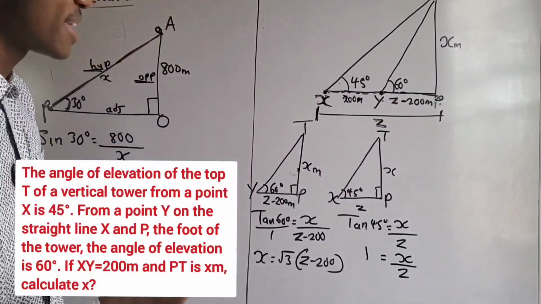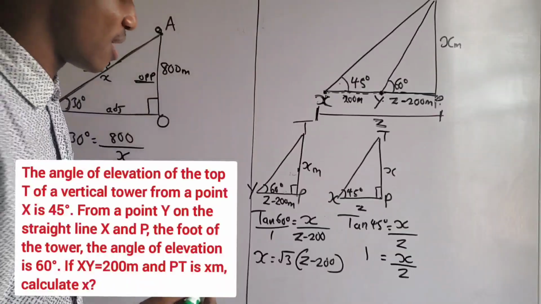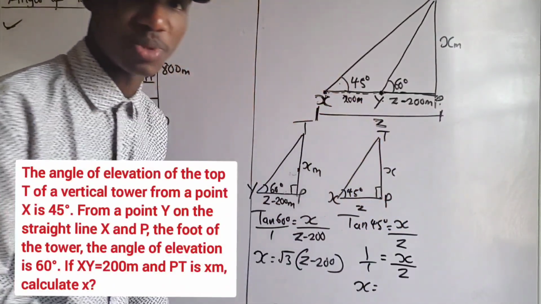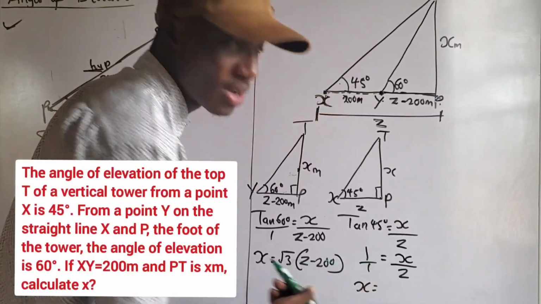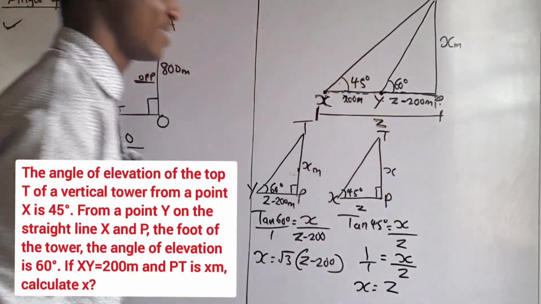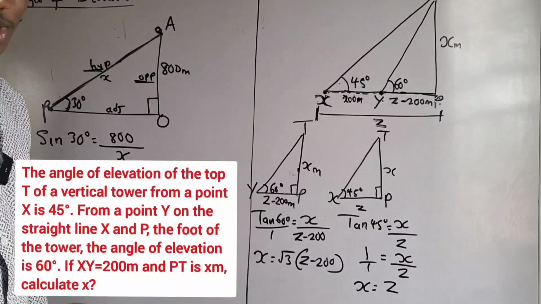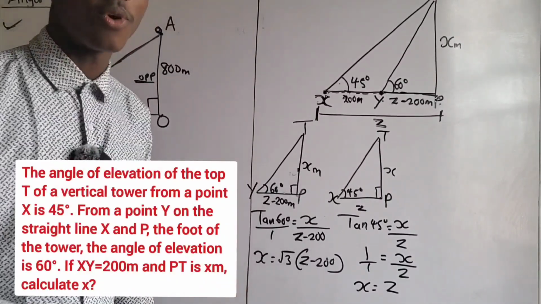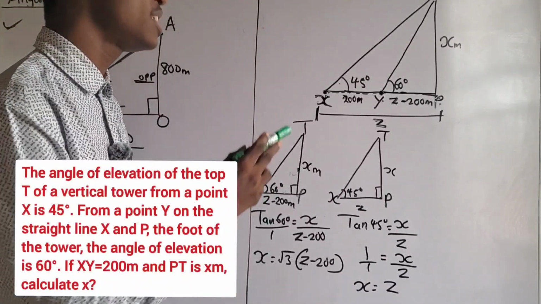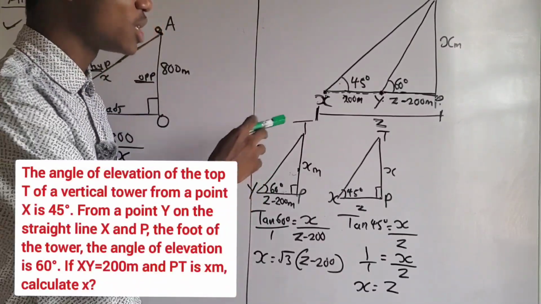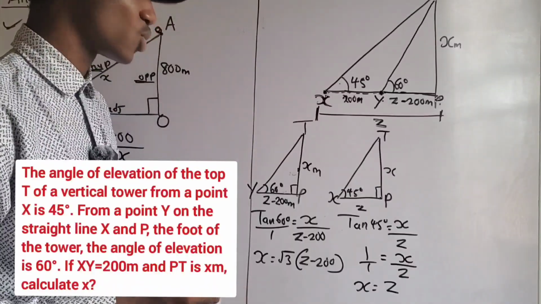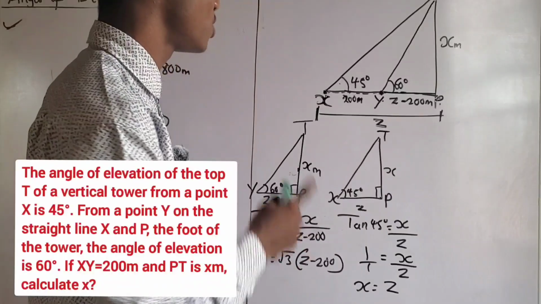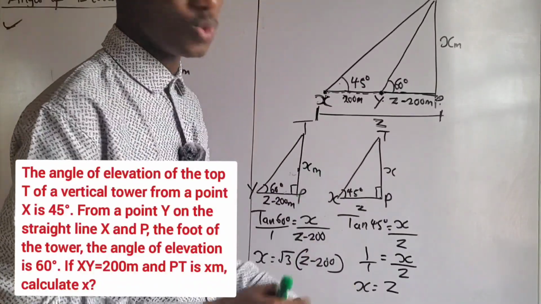Now the next step is to make X the subject of the formula. You are going to have X equals to 1 times Z, because you cross multiply. X times 1 is X, Z times 1 is Z. So I'm going to have X equals to Z. Now we are not done with the question. We have gotten two expressions for the value of X. The first expression is from the smaller triangle TYP: X equals to root 3 multiplied by Z minus 200. From the bigger triangle TXP, X is equals to Z.